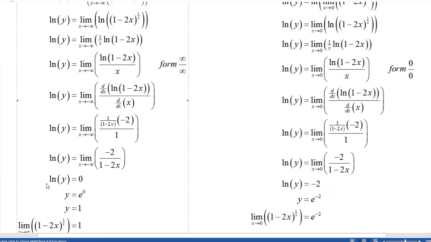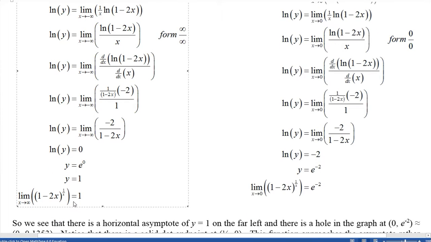But remember, we're not done. That's the ln of y. Notice how that's written all the way down here? Don't forget that. If you don't write this down every step, you're likely to forget it. So here we rewrite as an exponential y equals e to the 0. Of course, e to the 0 is 1. And so we say that this limit is 1. So this says that we have a horizontal asymptote of y equals 1 on the far left.